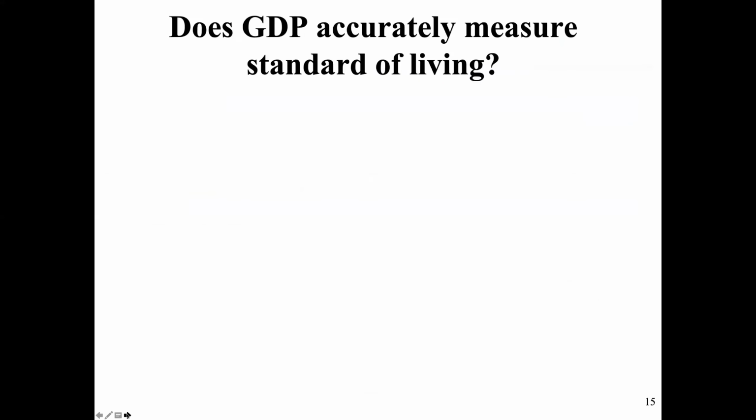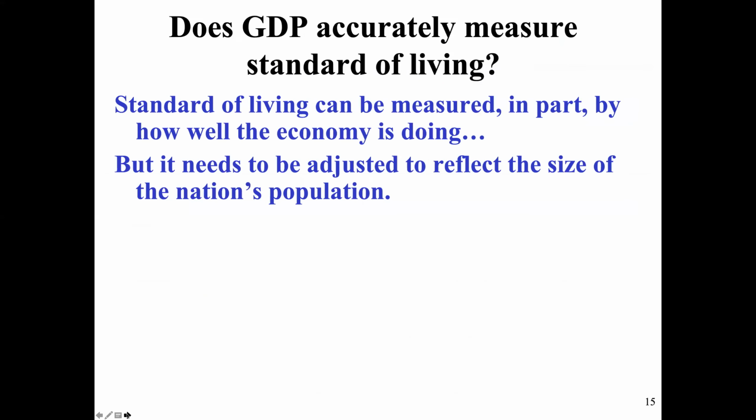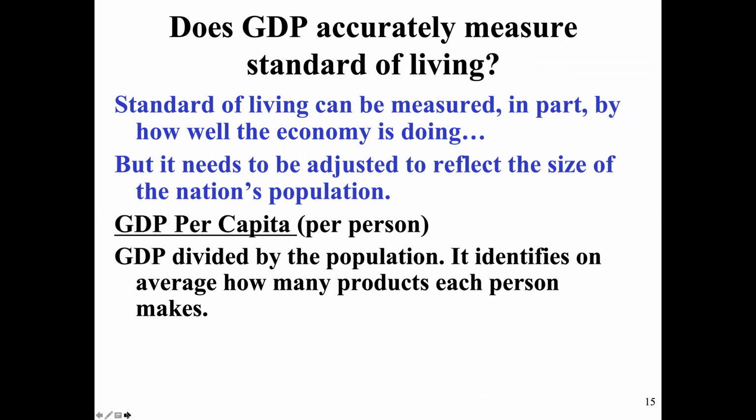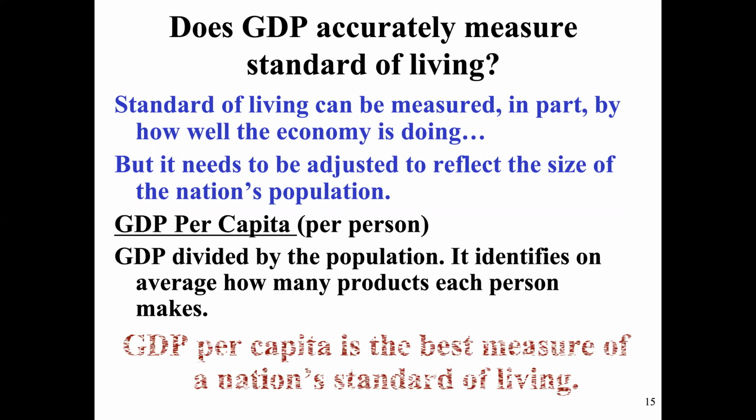Okay, so that's what overall GDP is. And the next question, though, is, well, what about standard of living? How does this tell us about the quality of life in a country? Well, of course, it's going to depend on the population. So that introduces the idea of GDP per capita, which is GDP per person. To get GDP per capita, all you do is you take the GDP, the total size of the economy, and you divide it up by the population. And that's going to identify the average person's economic opportunity and how many products each person makes. Okay, it's the best measure of a nation's standard of living.